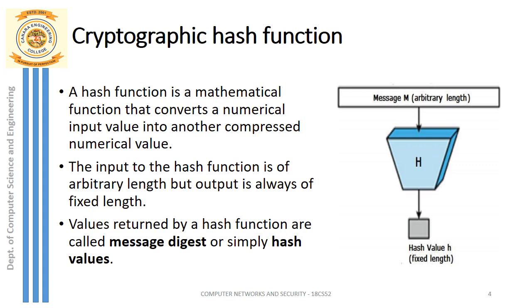As depicted in the diagram, the input for the hash function is an arbitrary length message m, and we perform the hash function, and the output will be a hash value, also called a message digest, and the length of this hash value or message digest is fixed. So this hash function is utilized for authenticating the sender and to verify the integrity of the message.